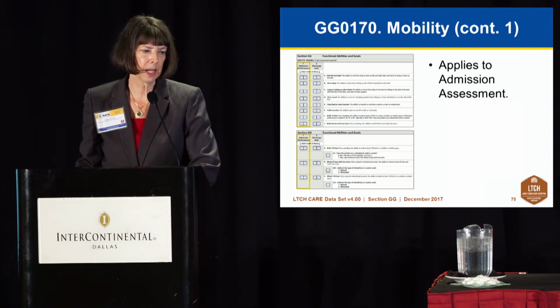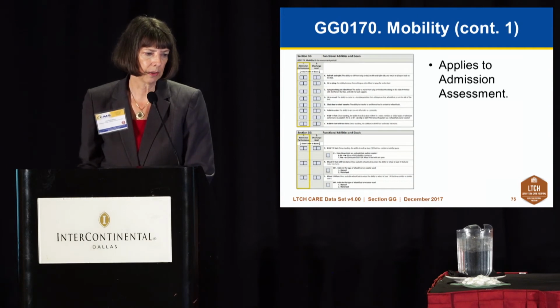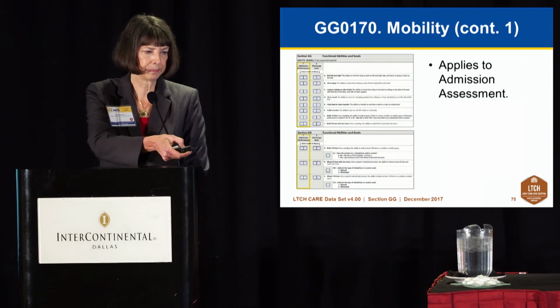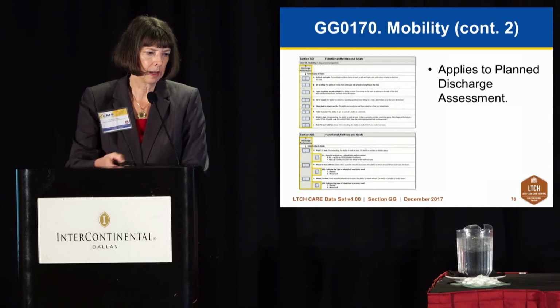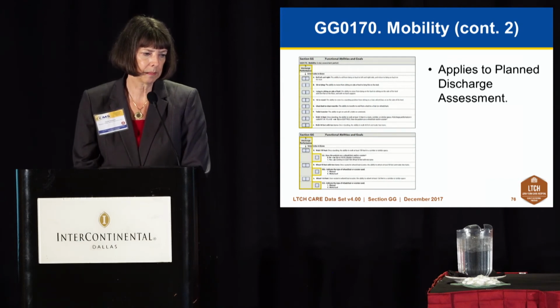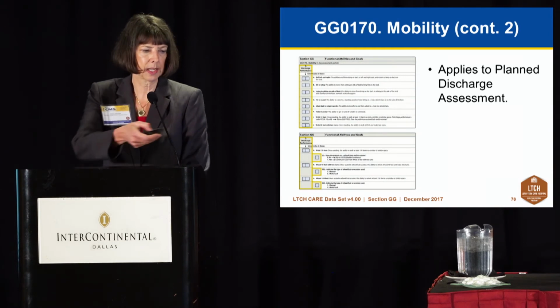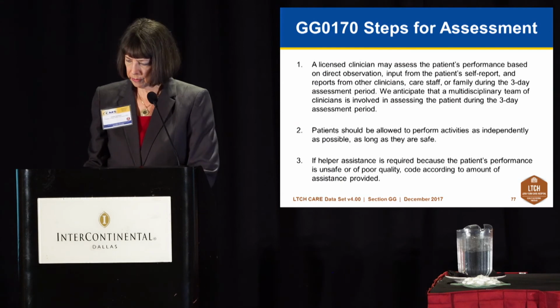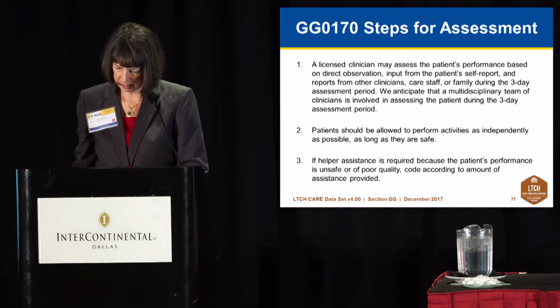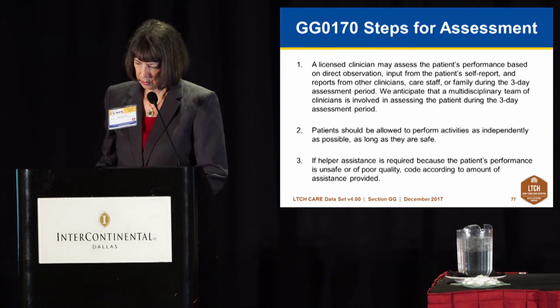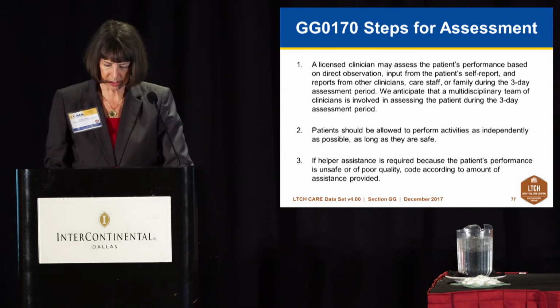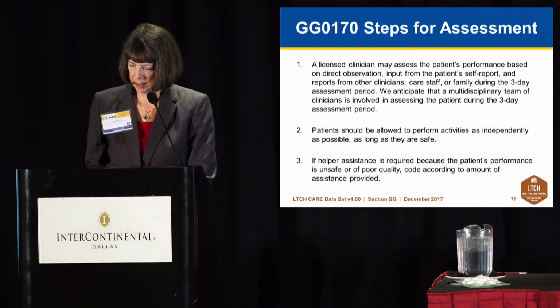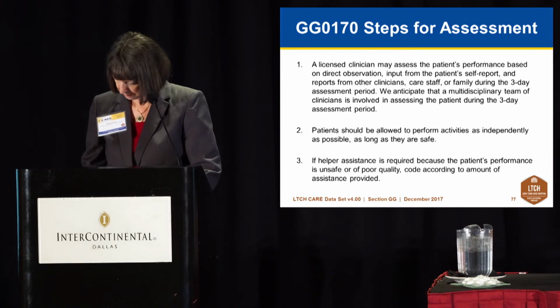So here's what the mobility items from GG0170 look like. They apply to the admission assessment, and you'll see this is how they're laid out. And then this is how you will see them appearing in your LTCH CARE Data Set for the planned discharge assessment. So let's go over the steps for assessment. For assessing GG0170 items, they're pretty much the same as the steps as assessing the self-care items. So we'll just go through these rather quickly.